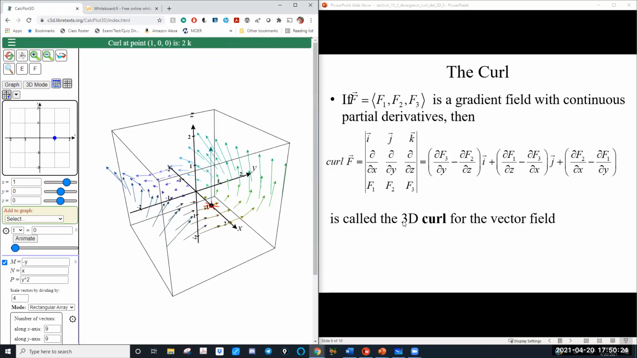Again, remember I was telling you before, when you do the divergence, it's always a scalar. The 2D curl is a scalar. Positive and negative tell us the direction. The 3D curl is a vector. The vector gives us the direction. The magnitude of that vector is the magnitude of the curl.